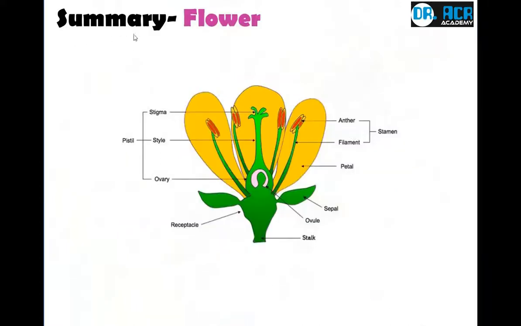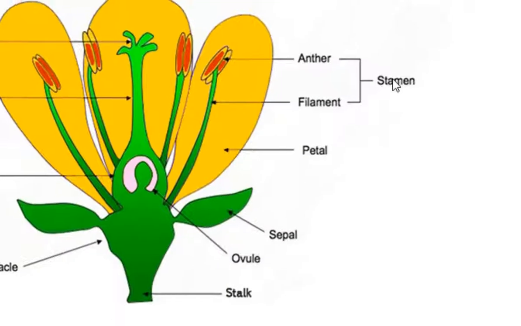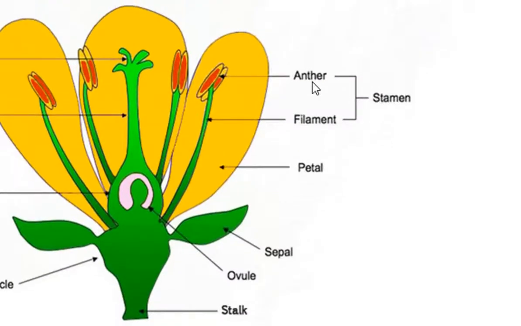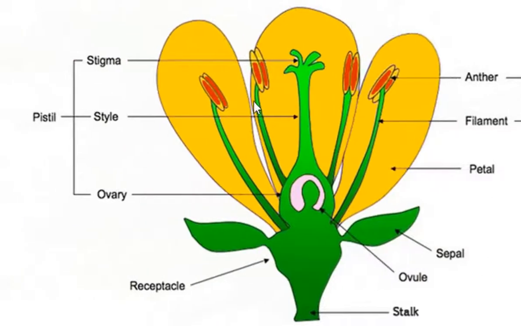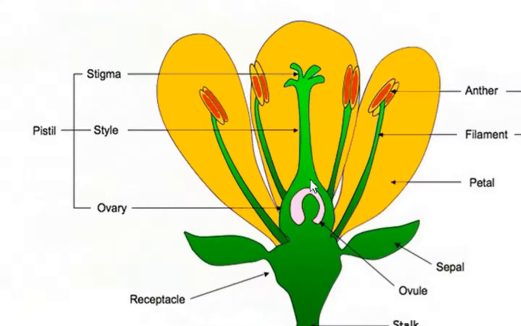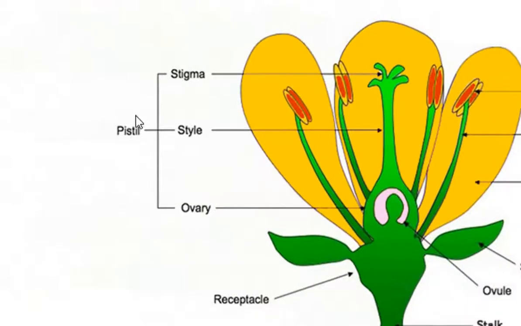Now let us come to the summary of the flower. Flower has sepals, petals, and the male reproductive part called stamen. It has filament and anther, and the female reproductive part has stigma, style, and ovary, and this is called pistil.